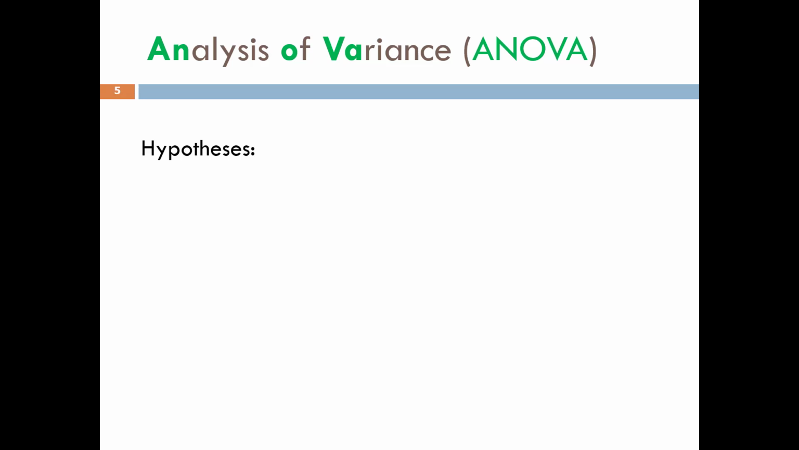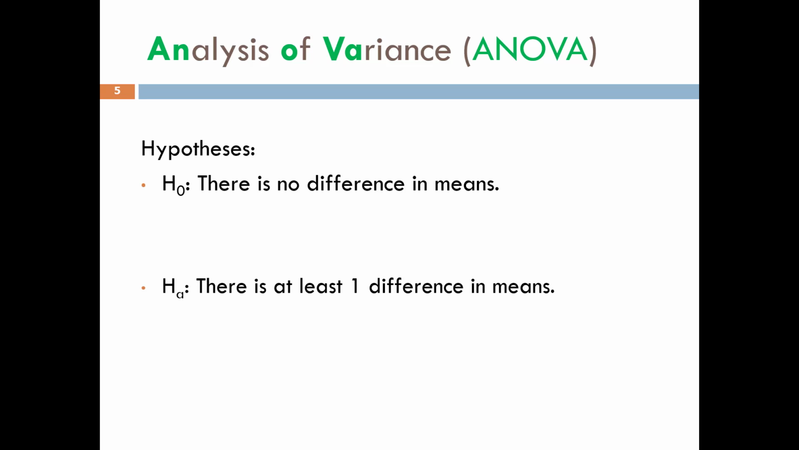Now let's talk about hypotheses. The null hypothesis, as you might have guessed, says there's no difference in means. The alternate hypothesis says there's at least one difference in means. Now notice that it doesn't tell you specifically which groups are going to be different. So you're saying that not all the means are equal. Written in population terms, it might look something like this. Population means don't differ, and that'll be the null hypothesis. And the alternate hypothesis says that there's some sort of difference somewhere in means.